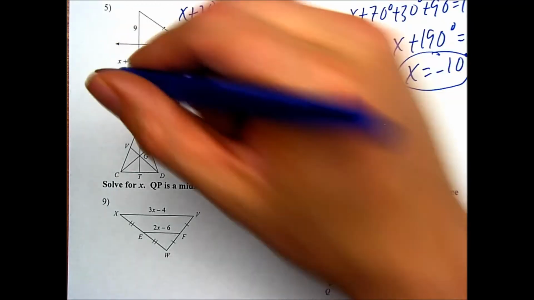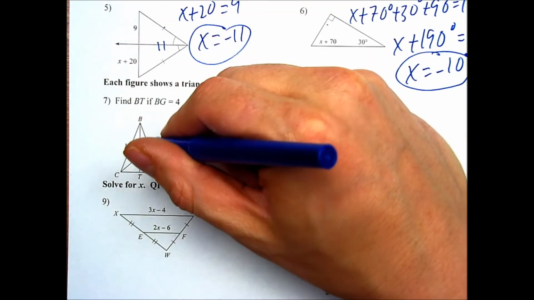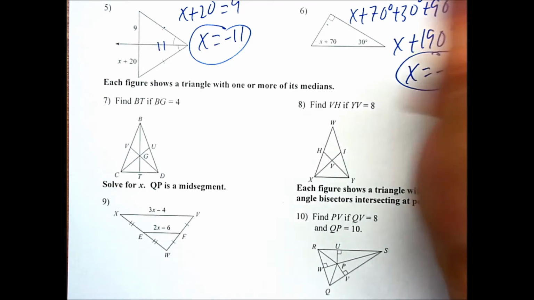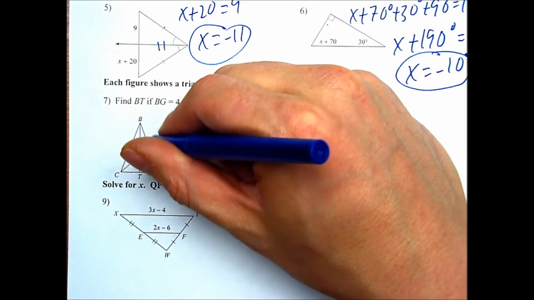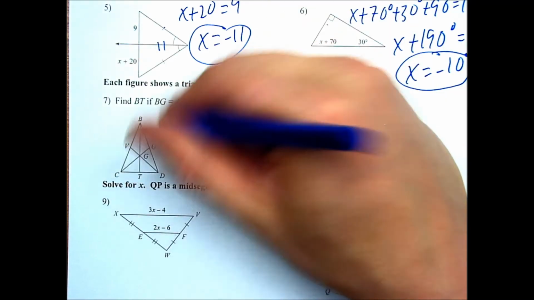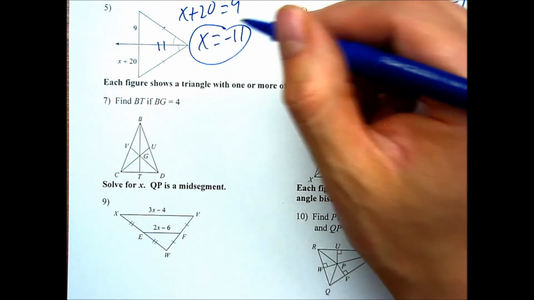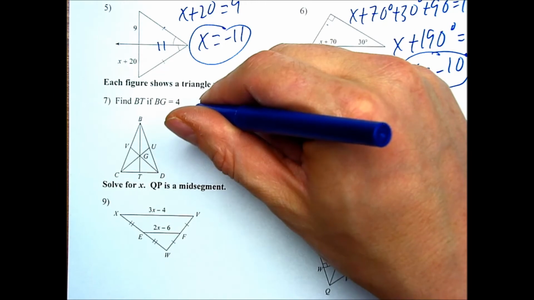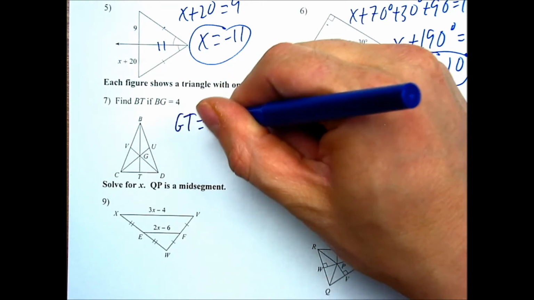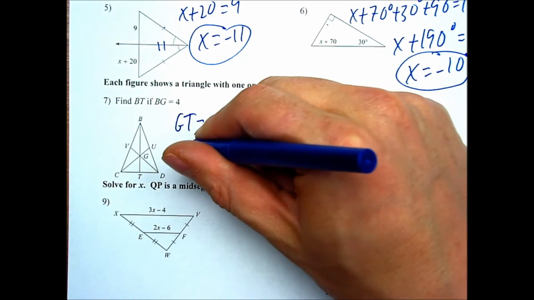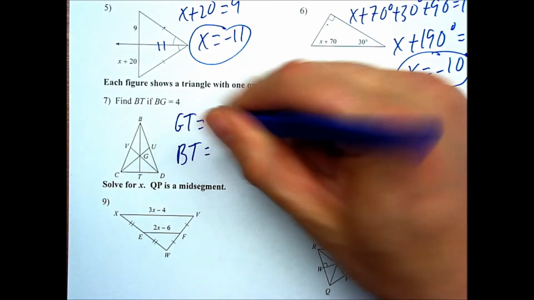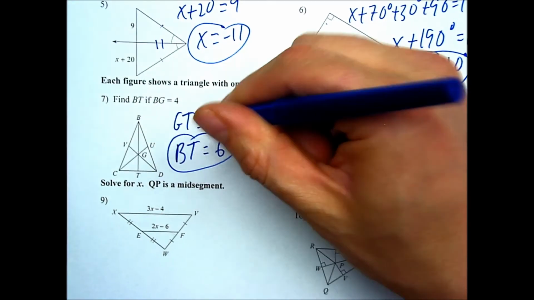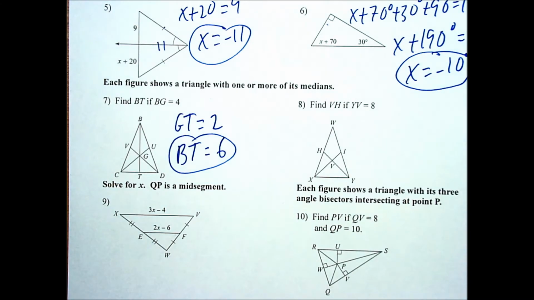Next question, question 7. The centroid of a triangle. BG is 4. GT will be half in length, and BT will be those two added together. So if BG is 4, GT will be half that value, and BT will be those two values added together, 6. Again, it's 2/3 of the way through the triangle, the centroid.